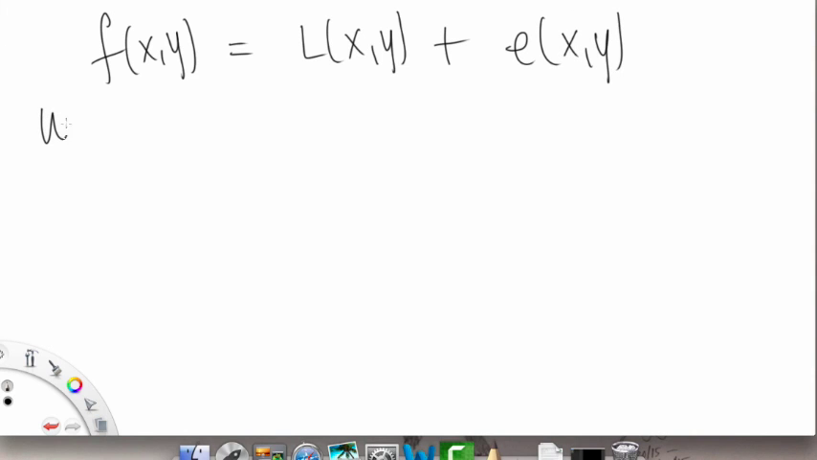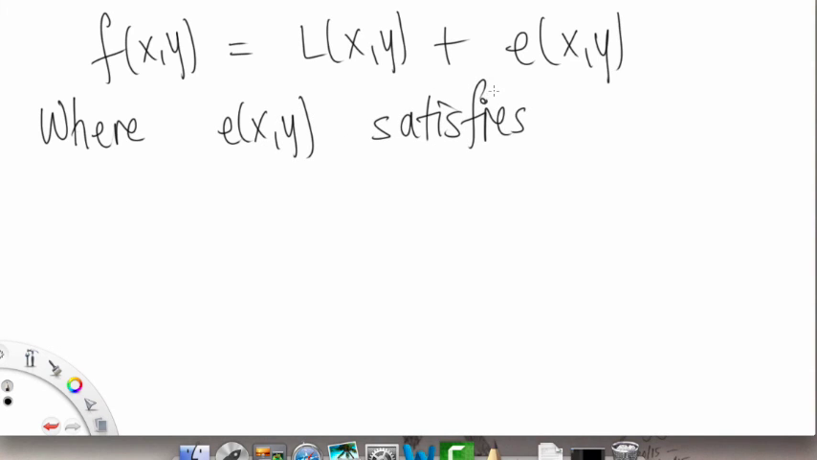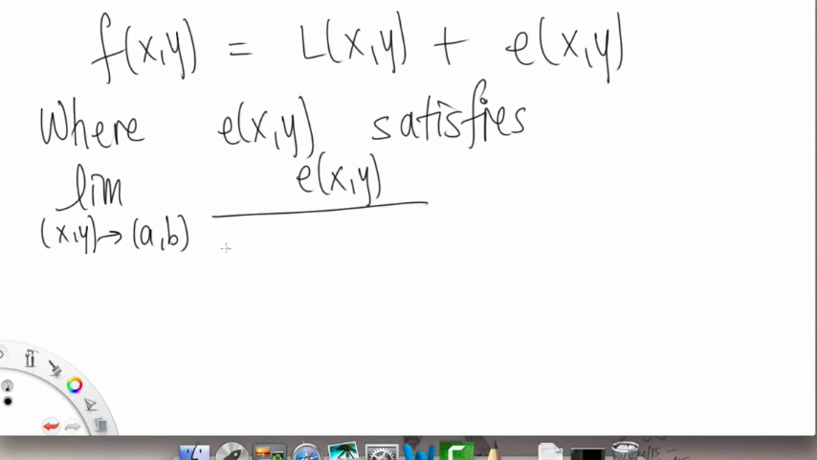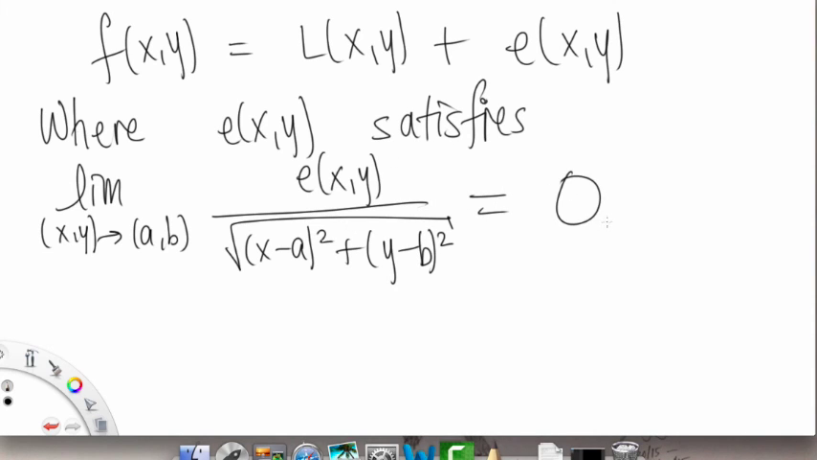And this is the important part, where our error satisfies the following. We've already gone over this, but here I'm writing it all together. The limit as x y approaches A B of E of x y over the square root of x minus a squared plus y minus b squared, which is the distance between the two points, is equal to 0.